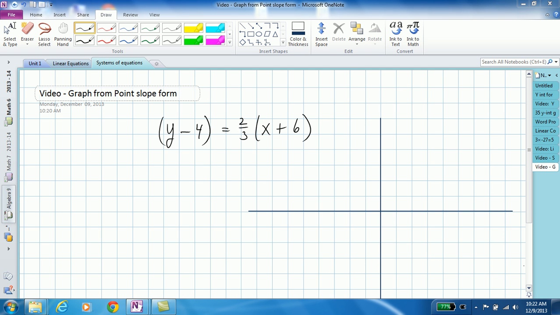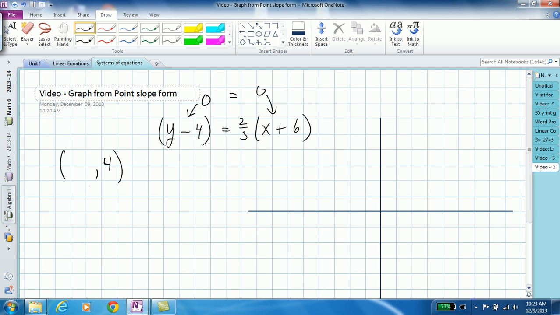This is a quick graph video of how to graph a line if it's in point-slope form. Well, first of all, you have to understand the point that it goes through. It's easy to say, when does this side equal 0? Because 0 equals 0. Obviously, the left side equals 0 when y equals 4.